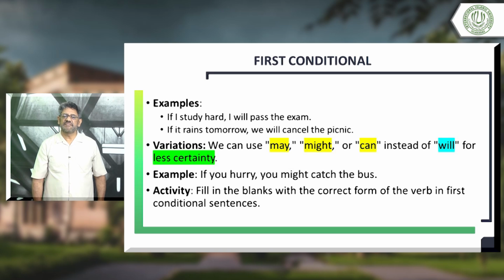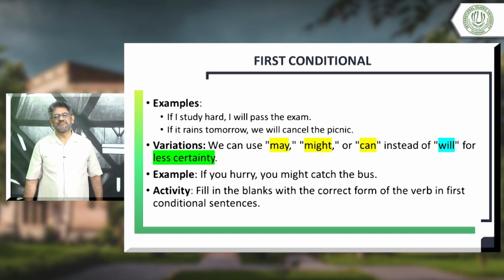First conditional, again, same example. If I study hard, I will pass the exam. Okay, it depends on my study. If it rains tomorrow, we will cancel the picnic. I'm talking about a condition. So the cancelling of the picnic depends on rain, but it is possible. It is likely to happen. There are chances it may not happen. Remember this thing. Okay, we are talking about a possibility, right?